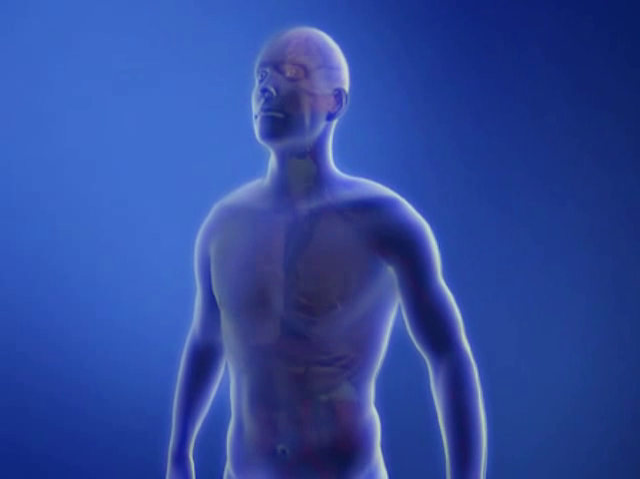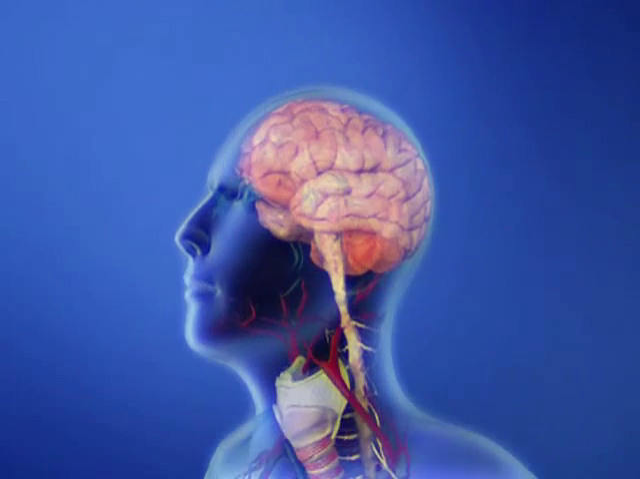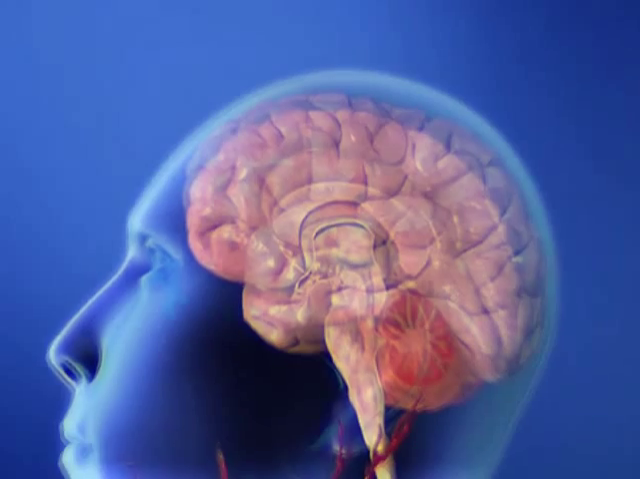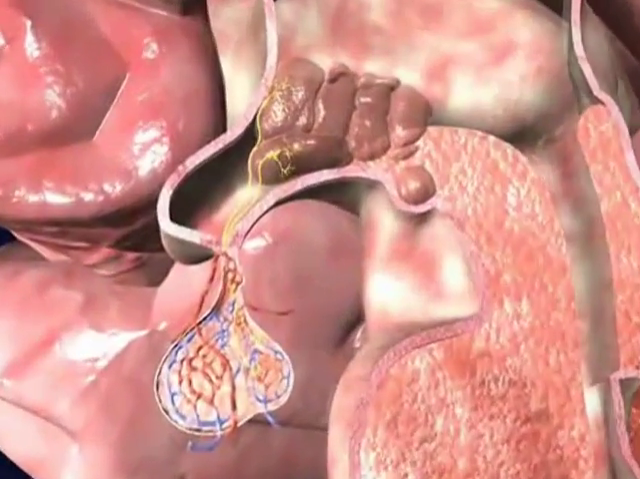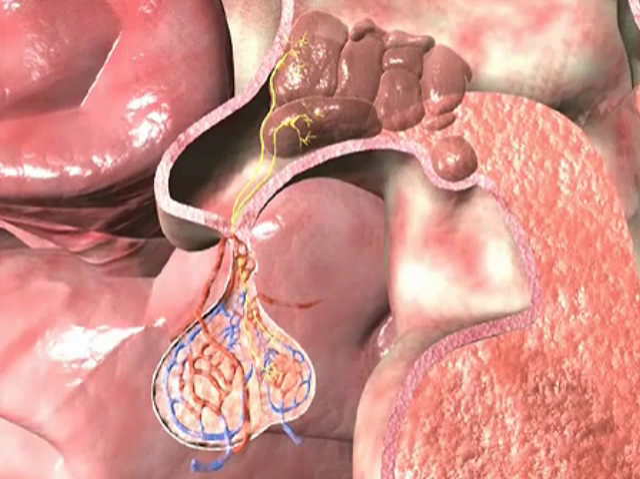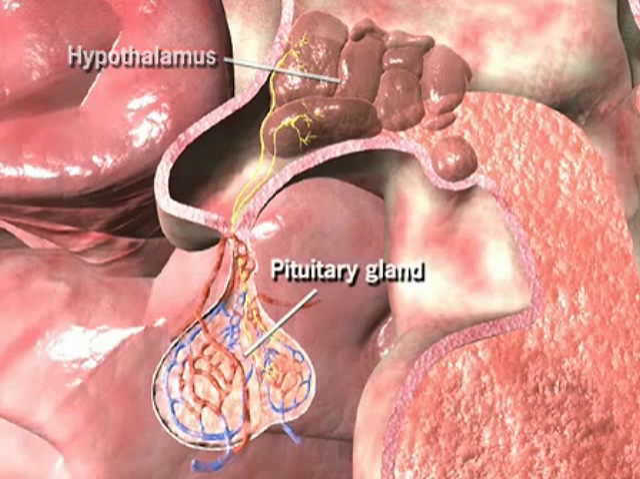Arginine vasopressin, or AVP, plays a critical role in maintaining the balance between salt and water. AVP is also known as vasopressin or antidiuretic hormone. AVP is formed in the hypothalamus and transported to the pituitary gland for storage.